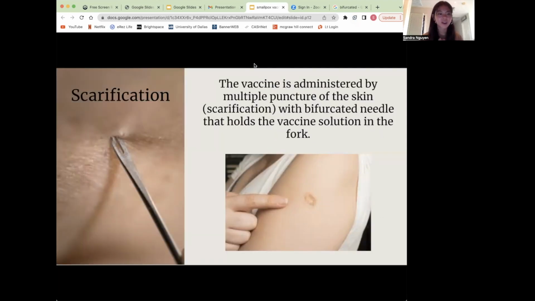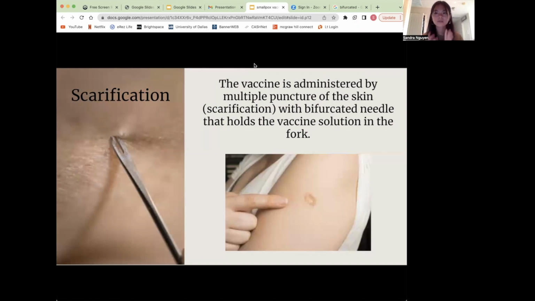Next, I want to talk about scarification, which is the actual administration of the vaccine. So this is administered through multiple punctures in a circular motion on the skin, usually the left arm, with a bifurcated needle that holds a vaccine solution in the fork. So a bifurcated needle is just a double prong needle, and with this, the smallpox solution can just remain there and be entered with each poke.